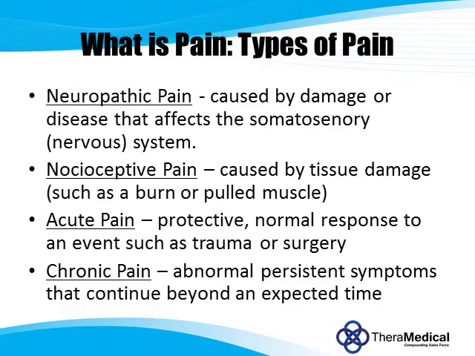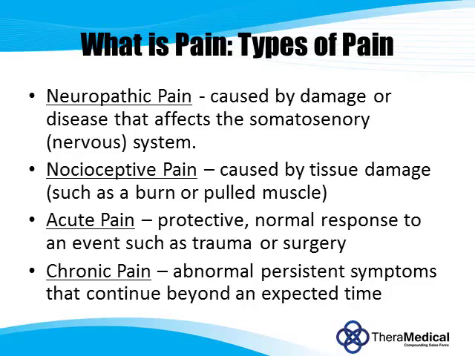Pain can be categorized into different types. Specifically, neuropathic pain describes that damage or disease that affects the nervous system. Nociceptive pain is that caused by tissue damage, such as muscle tissue damage when pulling a muscle, or skin tissue damage when suffering a burn.